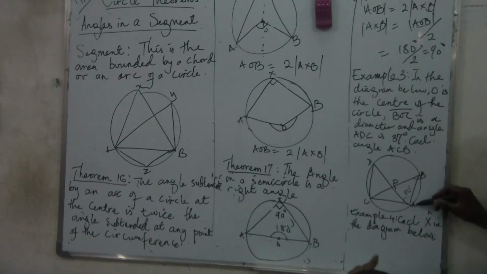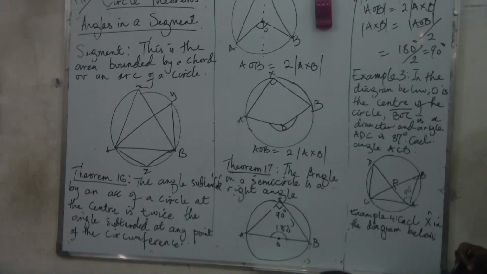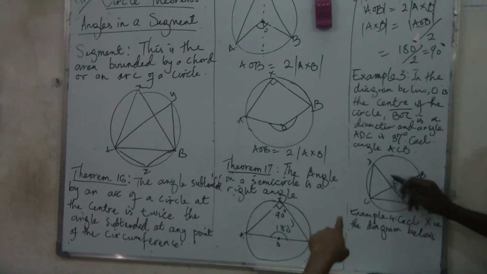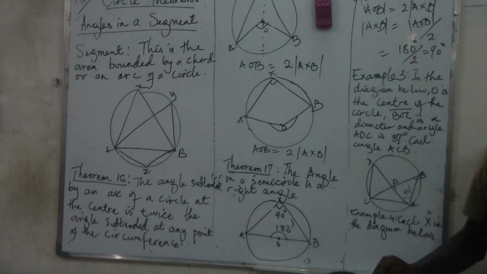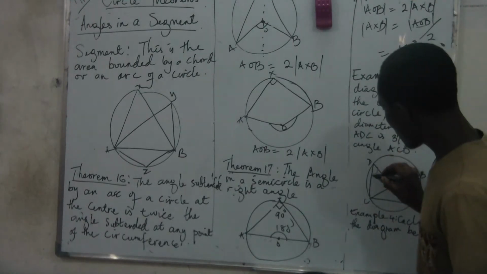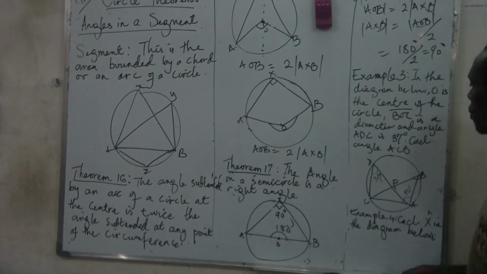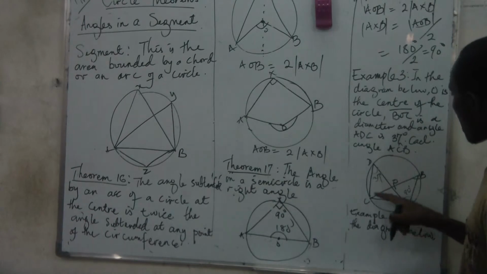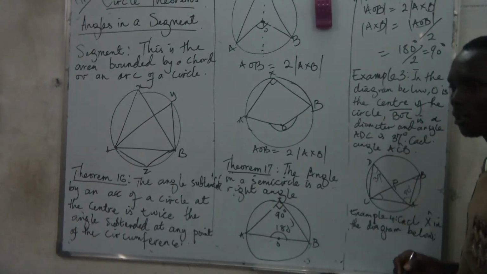Where's ADC? Angle ADC is 37. So this angle is 37 degrees. What I will ask to find, calculate the angle ACB. Meaning we're asked to find this angle here.